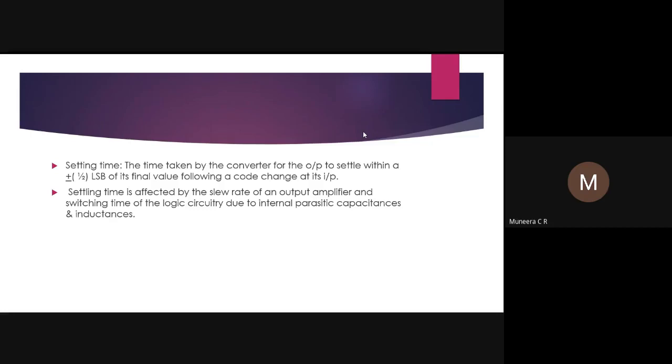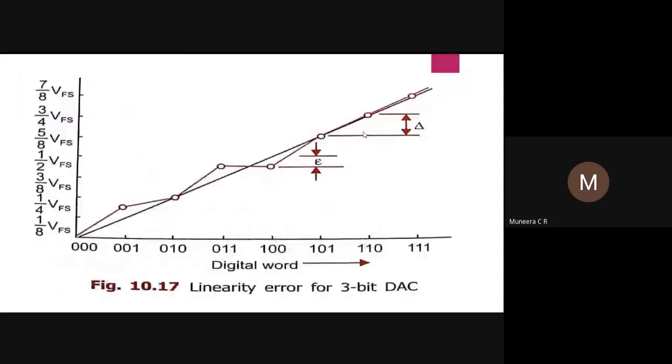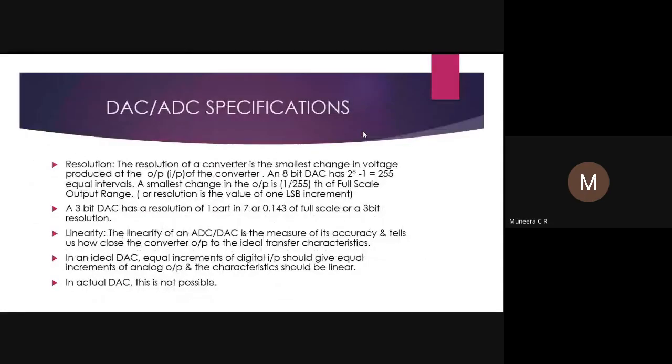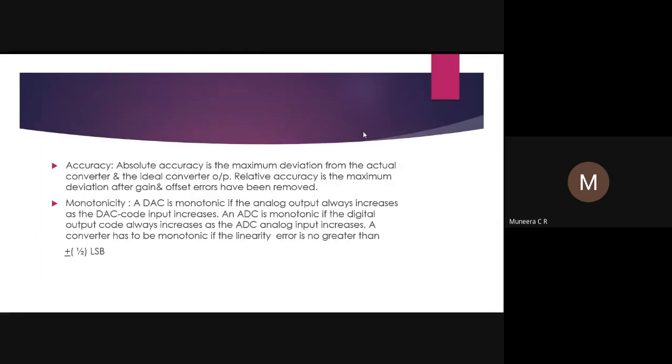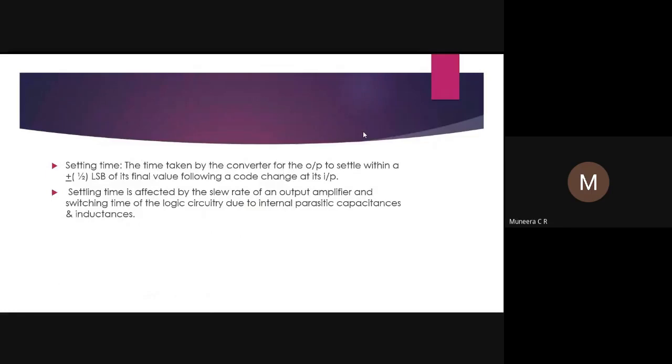ADC or DAC. So these are the main specifications of ADC and DAC: resolution, linearity, linearity error, offset error, gain error, accuracy, monotonicity, settling time. So by this we have completed the 6th module.